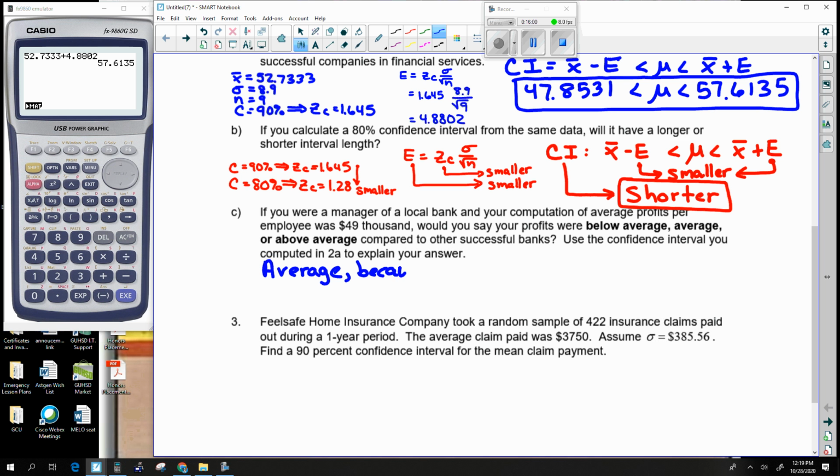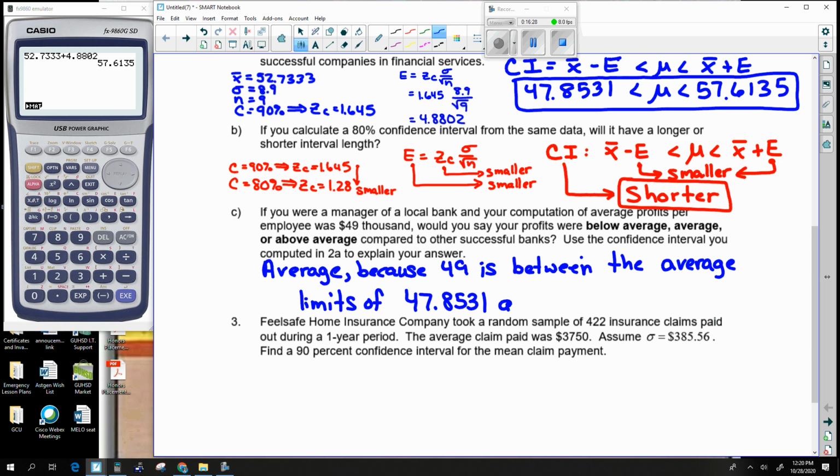Because 49 is between the average limits, 47.8531 and 57.6135. Because it's in between those two, that's why it's average.